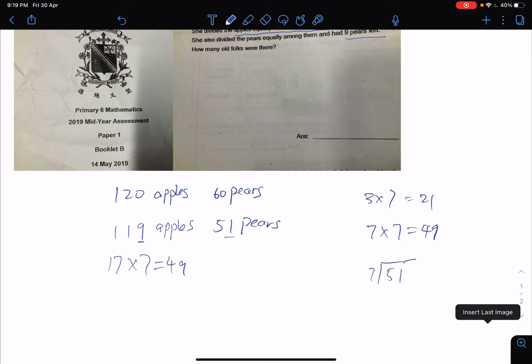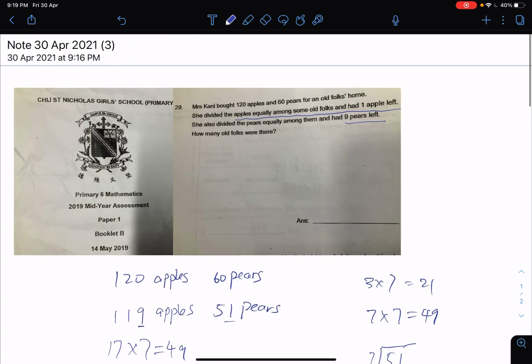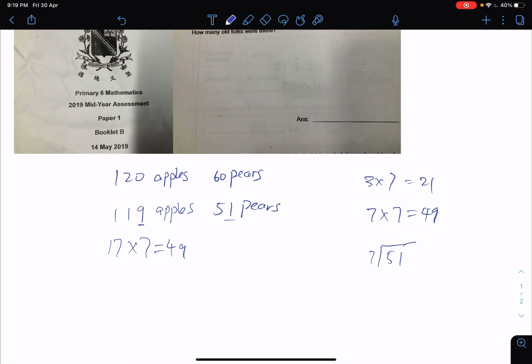51. Let's try 9 pears left. 17, 51 divided by 17. Yeah. Is 3 times 17, right? Okay? Yeah, so the common factor is 17.